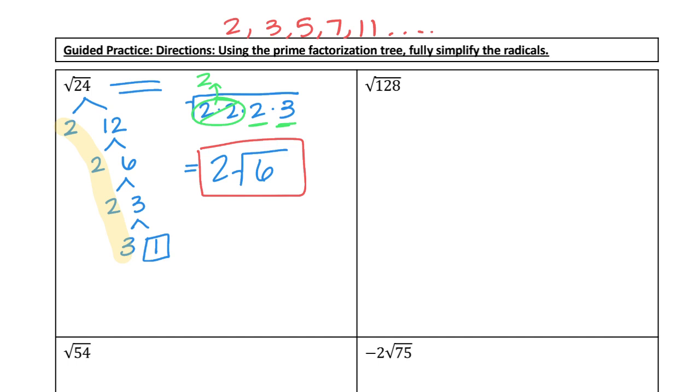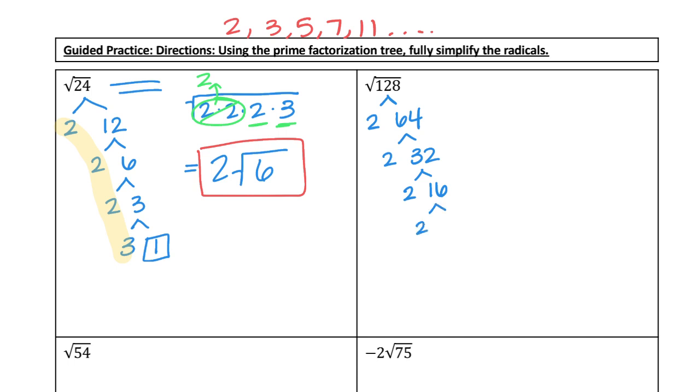All right, our next problem, we have the square root of 128. Since 128 is even, we can start by dividing by our first prime number, 2. And 128 divided by 2 is 64. And then we'll be able to divide by 2 again. So that would be 2 times 32. 32 is also divisible by 2, so that's 2 and 16. 2 times 16 gives you back 32.